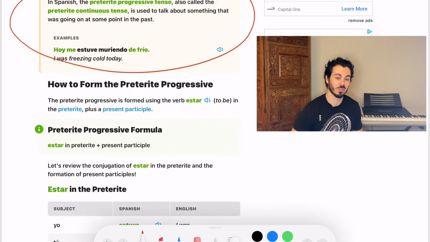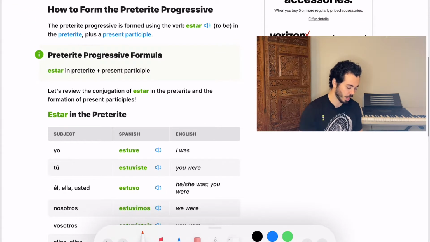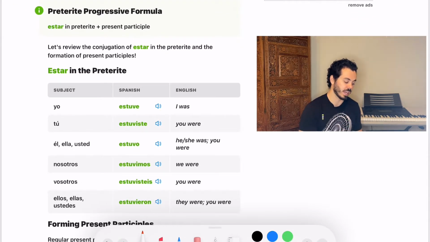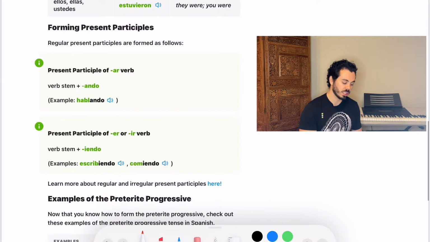Again, I'm gonna do another video on this, getting more in depth on it, but that's pretty much the basics. You do have to add an estar in preterite plus the present participle. So yo estuve, tú estuviste, and to see that in action.